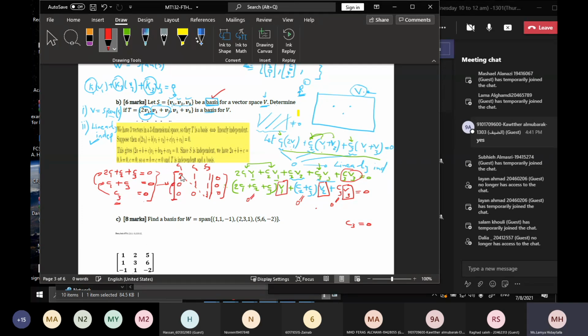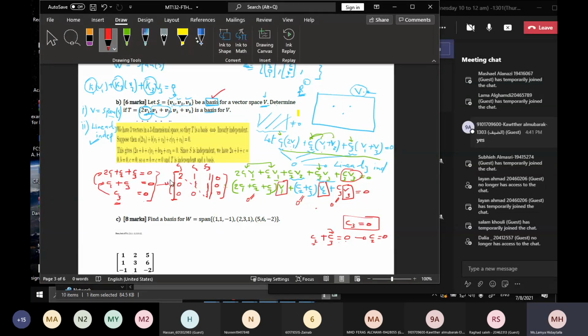0 times C1, plus 1 times C2, that is C2, plus 1 times C3, that is C3. This is equal to 0. But C3 is equal to 0. This one is equal to 0. So C2 plus 0 is equal to 0. This implies as well C2 equals 0.